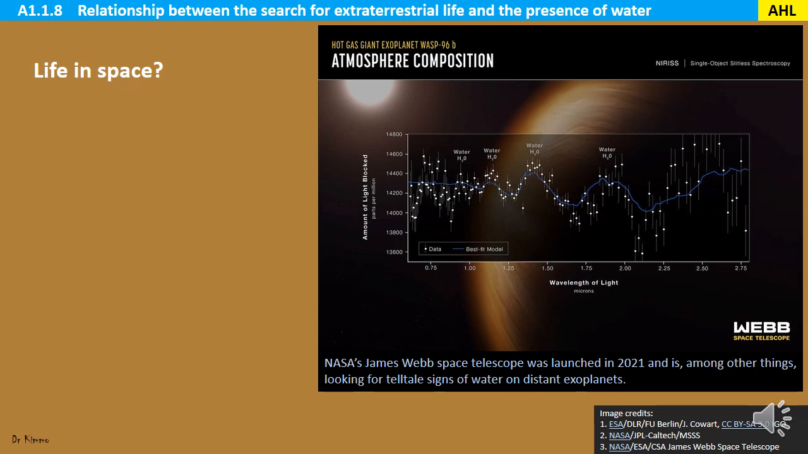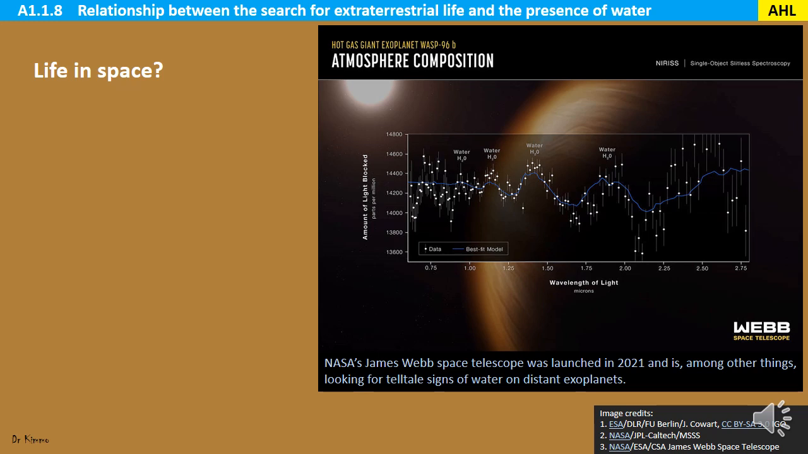The James Webb Space Telescope is used for many things. One of them is looking for water on distant exoplanets, exoplanets being planets that orbit stars other than the Sun. This figure shows that there just might be water in the atmosphere of the hot gas giant exoplanet WASP-96b. And astronomers can tell this with the help of spectroscopy, where they analyze the light that reaches us from distant objects.